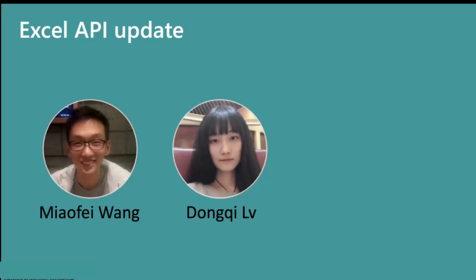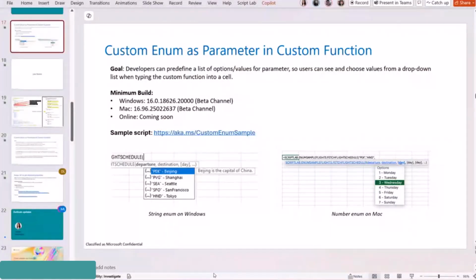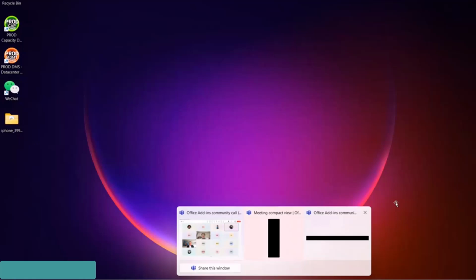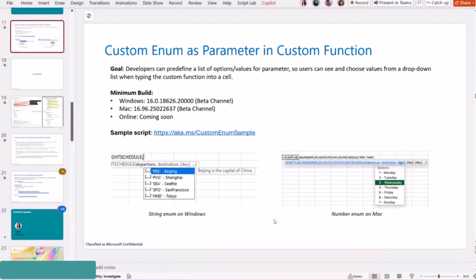Thanks, Ying. So up next will be Miaofei and Dongqi. Miaofei, are you sharing your screen? Hello, yeah. Miaofei. Can you see my screen? Yes. Great, thank you.